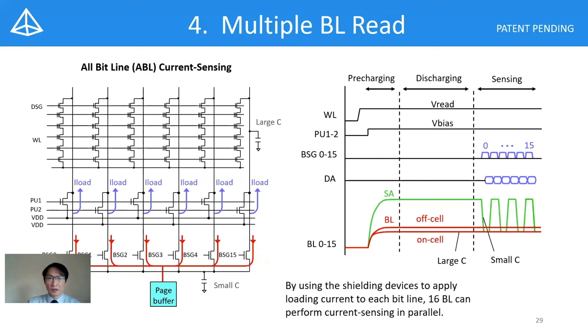The first solution for XNAND read is called multiple binary read. We use current sensing for QLC. Each binary has a pull-up device to apply the loading current to set the binary voltage. The binary with on cell will be pulled low by the cell current. The binary with off cell will be pulled high by the loading current. Then the binary select gates are sequentially turned on to let the page buffer sense each binary's current. In this way, the 16 binaries can be read simultaneously by using one page buffer.